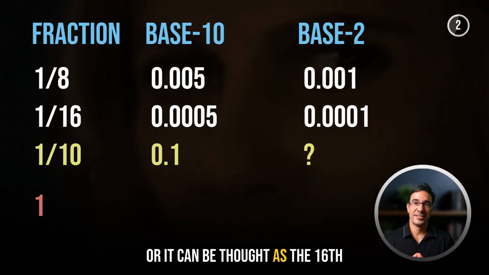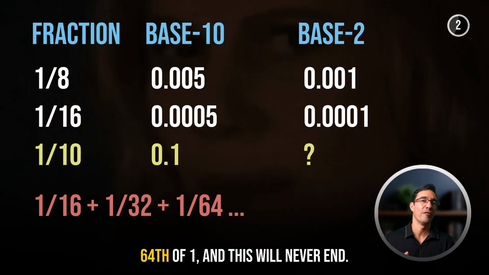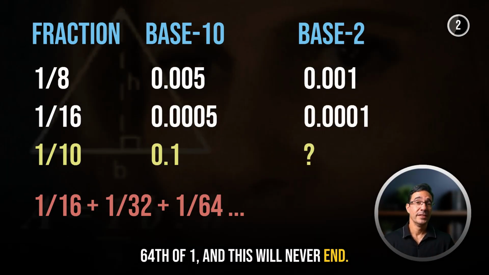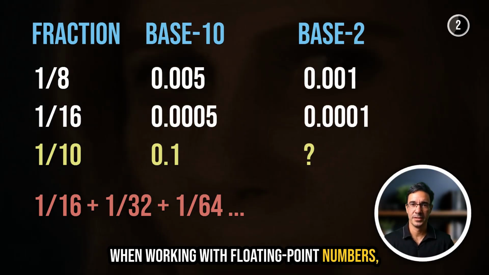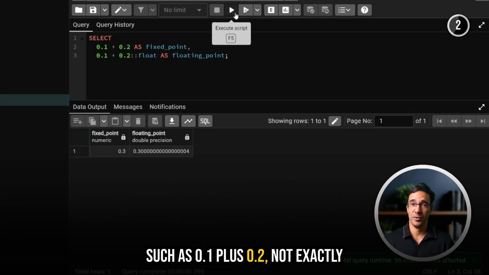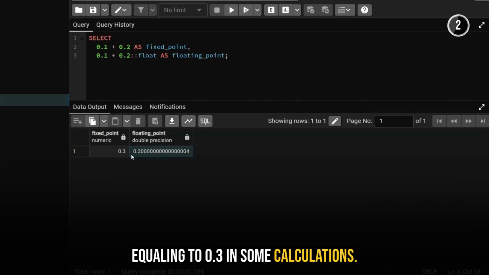Or it can be thought of as the 16th of 1 plus the 32nd of 1 plus the 64th of 1, and this will never end. This is why you might see unexpected results when working with floating point numbers, such as 0.1 plus 0.2 not exactly equal to 0.3 in some calculations.